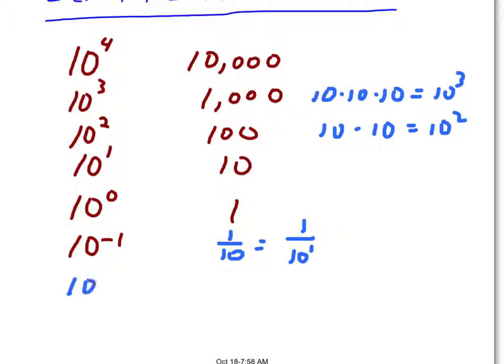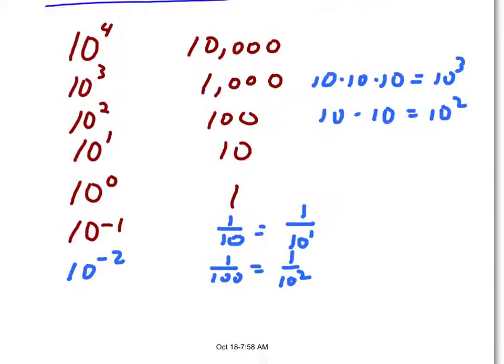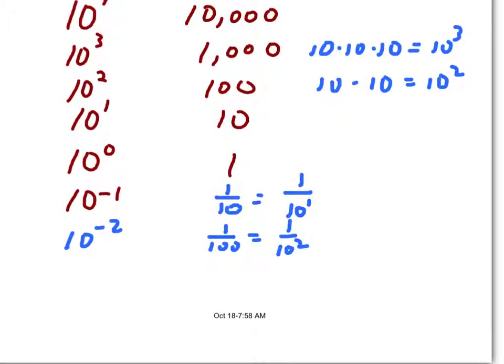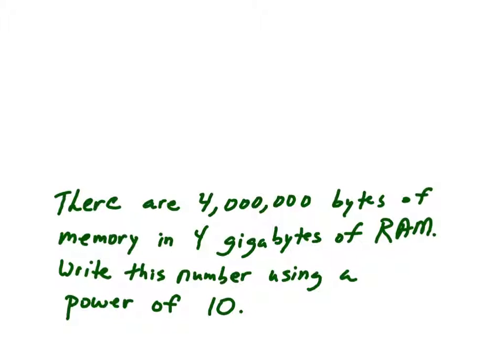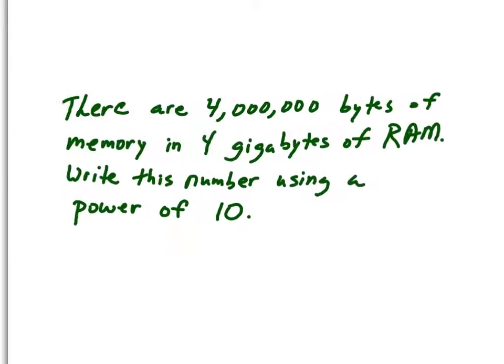10 to the negative second is 1/10 of 1/10, which is 1/100th, which we also know is 1 over 10 to the second. And finally, 10 to the negative third, we could keep going like this, is 1/10 of 1/100th, which is 1/1000th, or 1 over 10 to the third. So let's remember that as we're considering these problems a lot with word problems to gain an understanding of these concepts.